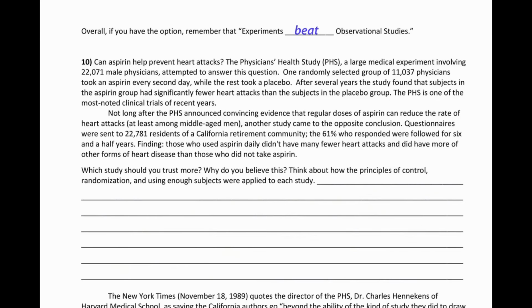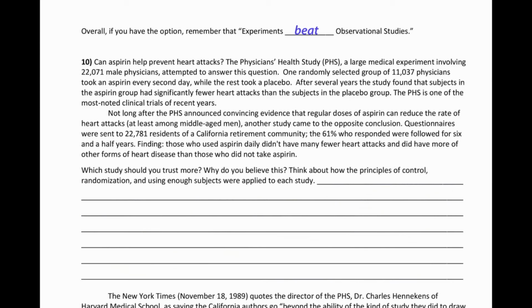Hopefully you just had a moment to think of some comparisons between the two studies. Now, which one should you probably trust more? I would argue that the PHS is probably a little bit more trustworthy, because it was an experiment with a treatment, and it wasn't just an observational study. The other one, with the California retirement community, they just sent out questionnaires. They were just gathering data. I will admit they had a lot of people, a little bit more than the PHS study did, 22,781 versus 22,071. But by that point you get a lot of people, so both studies have quality data.